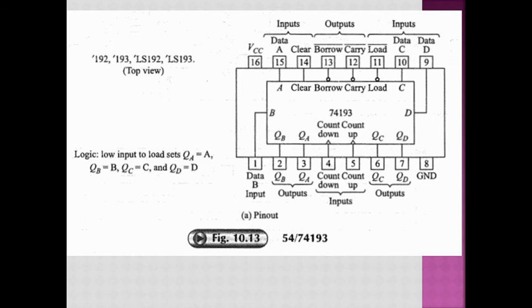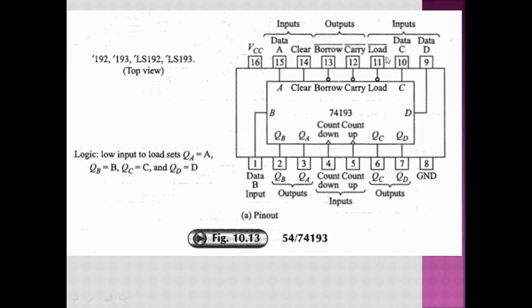If you want to start this counter from state number 5, what is the binary? D is going to be 0, C is going to be 1, B is going to be 0 and A is going to be 1. So this kind of data you have to apply to the data pins. That means D should be connected to 0, C should be connected to 1, B should be connected to 0 and A should be connected to 1.